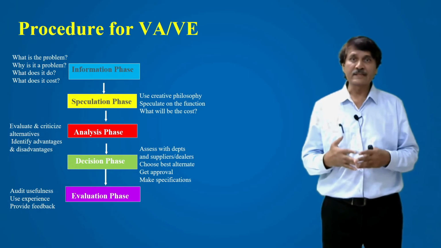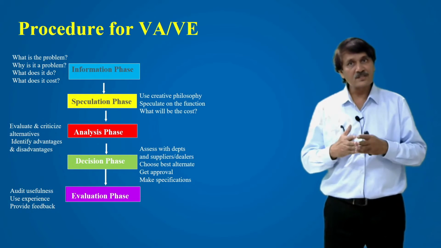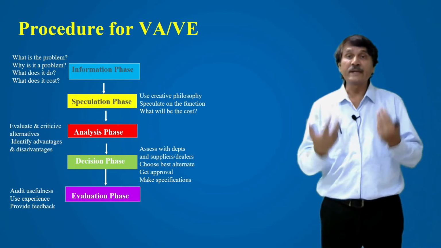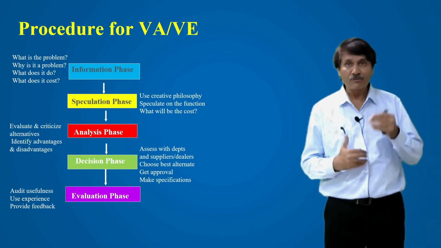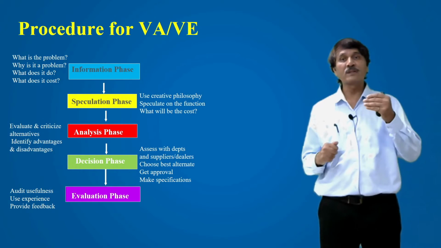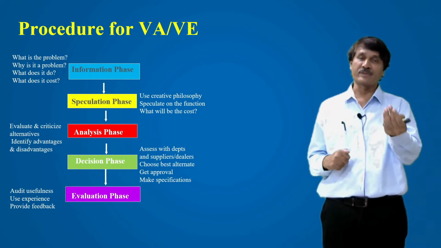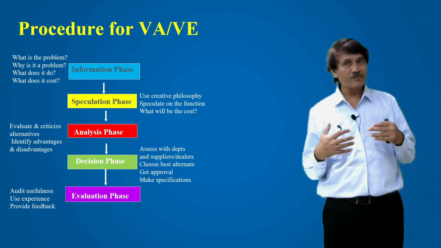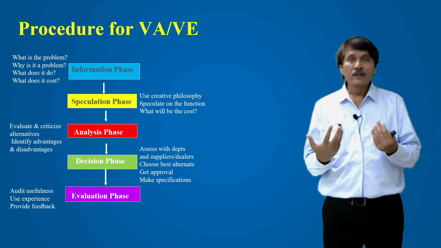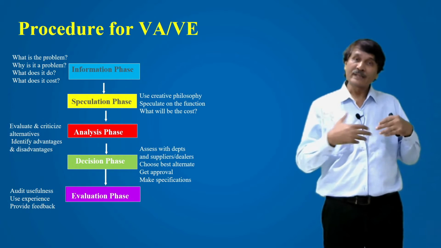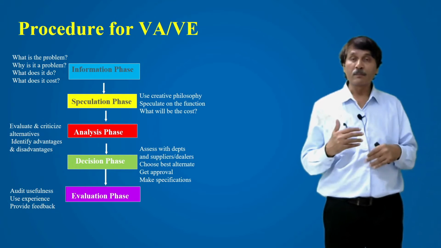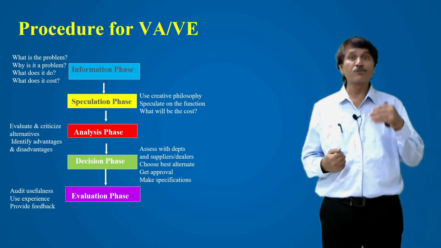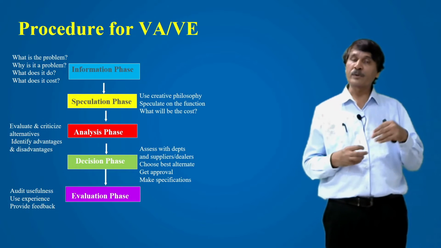Third phase comes, the analysis phase. In this analysis phase, you are going to evaluate the different alternatives. You got these different alternatives from the speculation phase. That is, you have carried out brainstorming. You have found out how many methods may be there to attack the problem, to solve the problem, or to provide the solution to the customer, which you have seen in your product earlier.